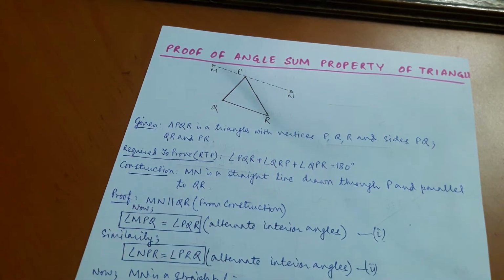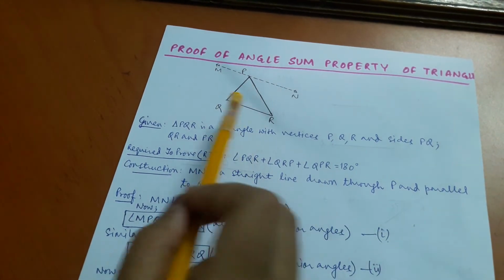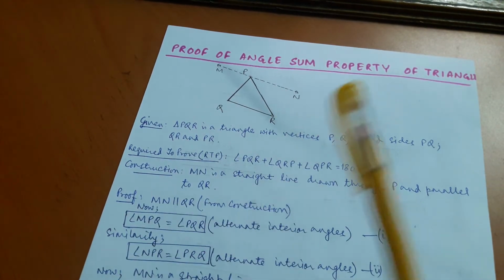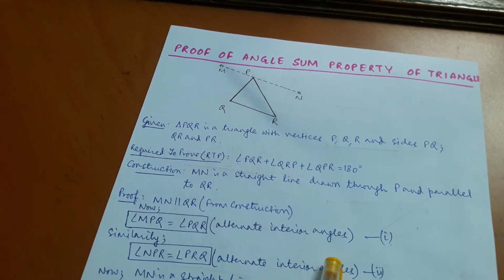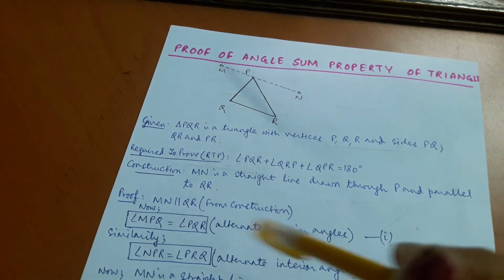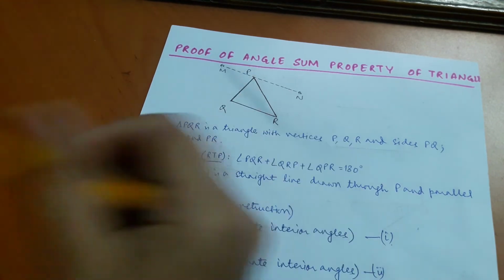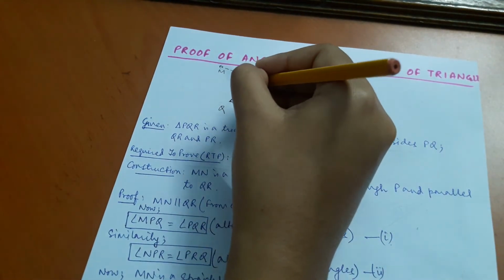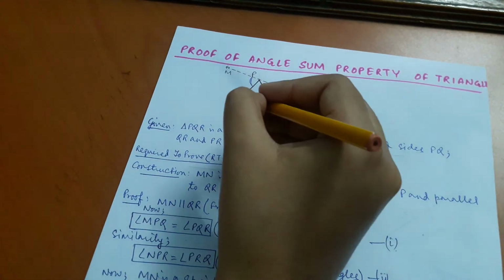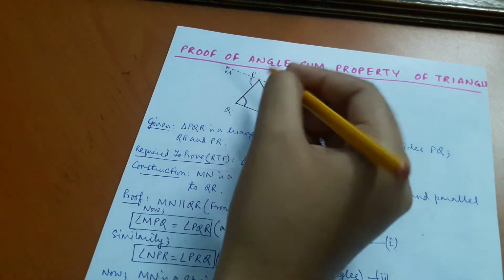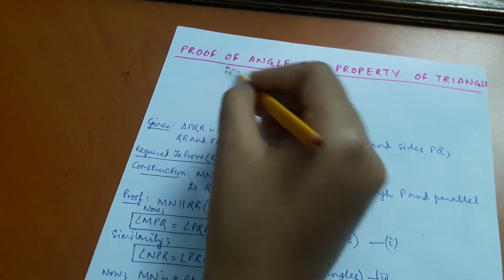Now comes our proof. See, MN is parallel to QR, from construction, because we ourselves drew MN parallel to QR. Now angle MPQ equals angle PQR, alternate interior angles. We learned in the very first video what alternate interior angles are: Z formation. See, this angle MPQ is equal to PQR. Why? Because this is a Z. This is clearly a Z formation, MPQR.